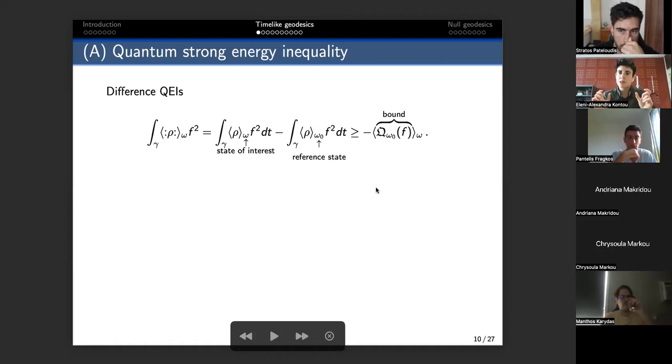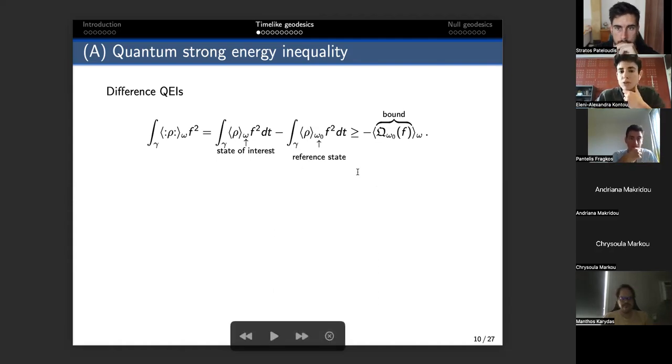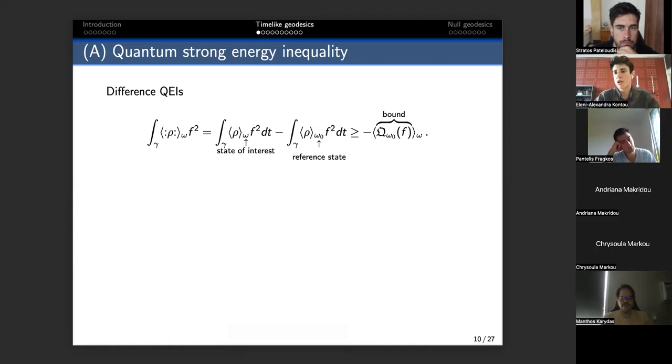Now, the important thing is that this difference is actually smooth, because the class of states that we pick, called Hadamard states, have a known singularity structure. As you know, when we have the 2-point function of a quantum field, or the stress energy tensor that includes squares of the field, it actually diverges in quantum field theory. So we need to somehow get rid of those singularities. Here we take the difference of two states that have the same singularity structure, so the singularities are subtracted.